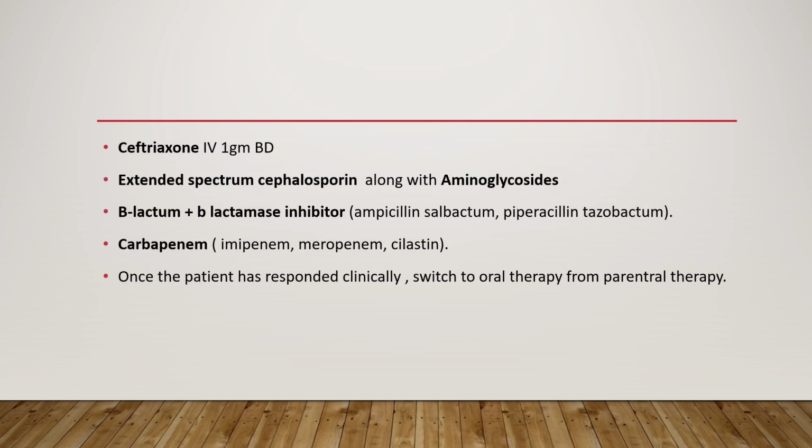If the patient is serious and not responding to oral therapy, then we have to give intravenous ceftriaxone 1 gram BD. We can give extended spectrum cephalosporins like ceftazidime-sulbactam, cefoperazone-sulbactam along with an aminoglycoside like amikacin and gentamicin. We can also give a beta-lactam plus beta-lactamase inhibitor like ampicillin-sulbactam or piperacillin-tazobactam, piptaz. In severe cases, we have to give higher antibiotics like the carbapenems, which include imipenem, meropenem and cilastatin.